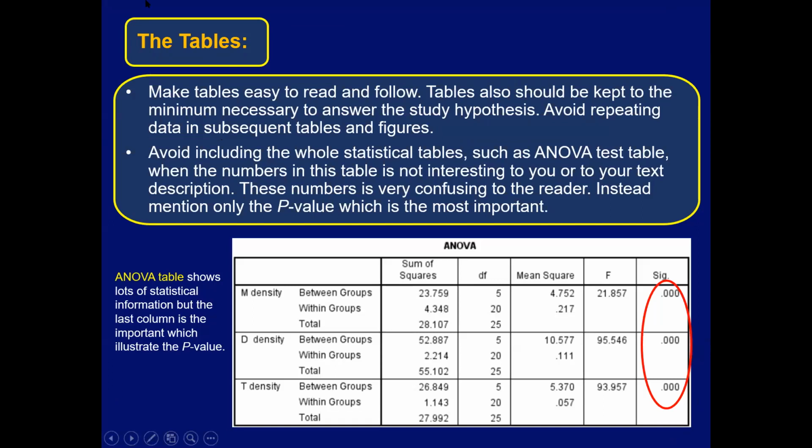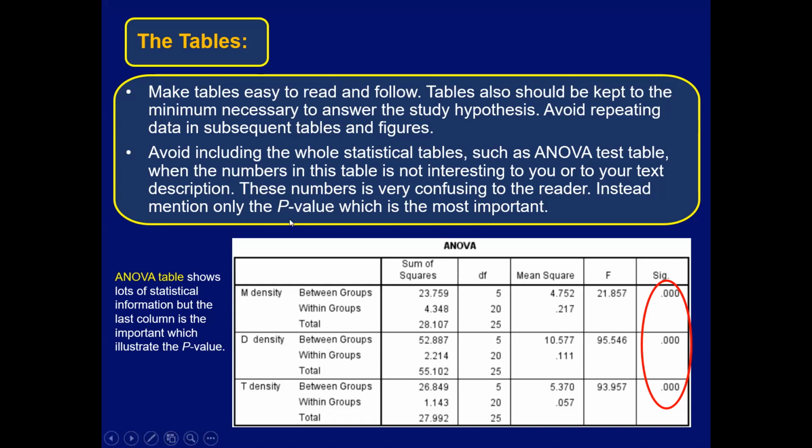Let's talk briefly about the tables and the figures and how to deal with these important things in the presentation of your results. Make tables easy to read and follow. The tables should always be kept to the minimum necessary to answer the study hypothesis. Avoid repeating data in subsequent tables and figures. Avoid including the whole statistical table, such as the ANOVA test tables produced by a program like SPSS. There is a lot more information about the numerical values included within the testing. Not always do you have to mention everything, but just focus and highlight the important things.